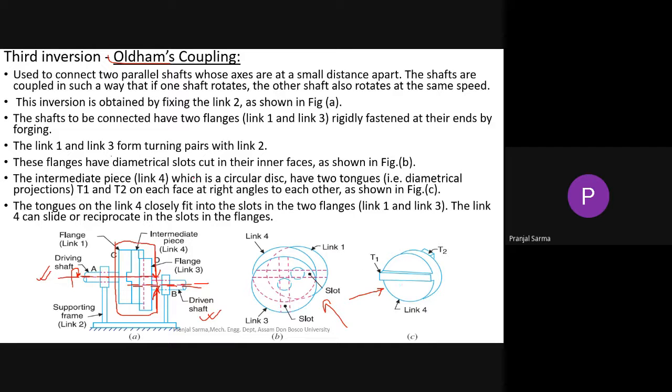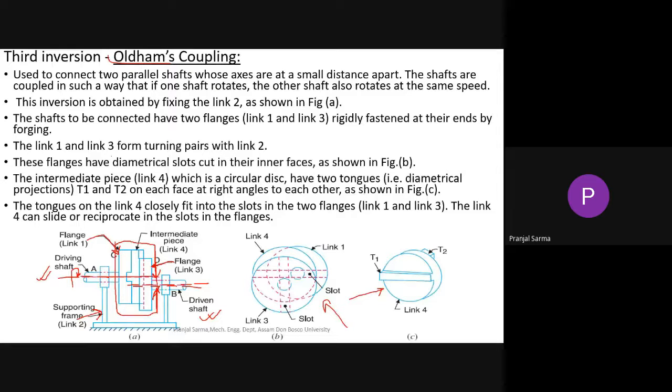Now the shafts to be connected go to the flanges, which is acting like this flange portion, and another flange is the second. They are basically directly passing to the end points. And there is link 1 and link 2, they are going to form a turning pair with link 2, that is the support that we have here.